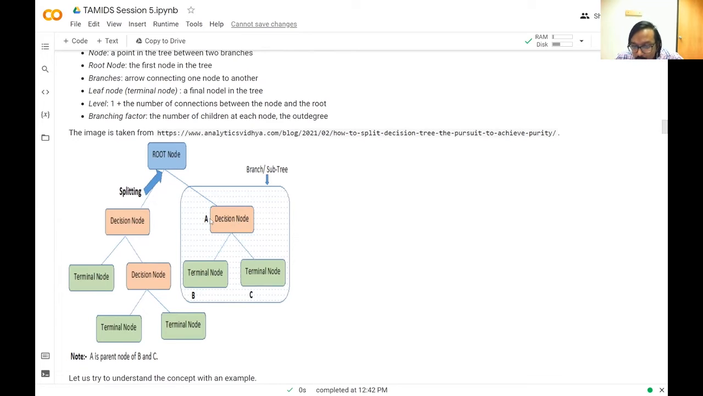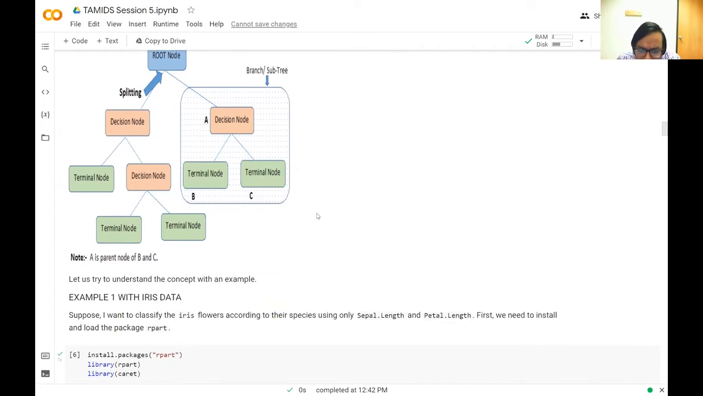So notice that from this decision node A, we have two nodes B and C based on the decision, right? So these nodes B and C are called the child nodes of A. And this node A is called the parent node of B and C. Now let us try to understand this concept of a decision tree with an example.